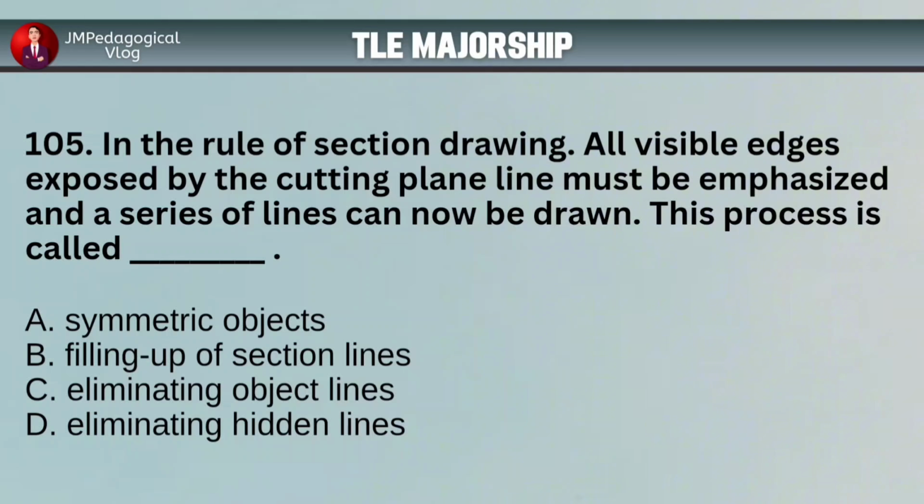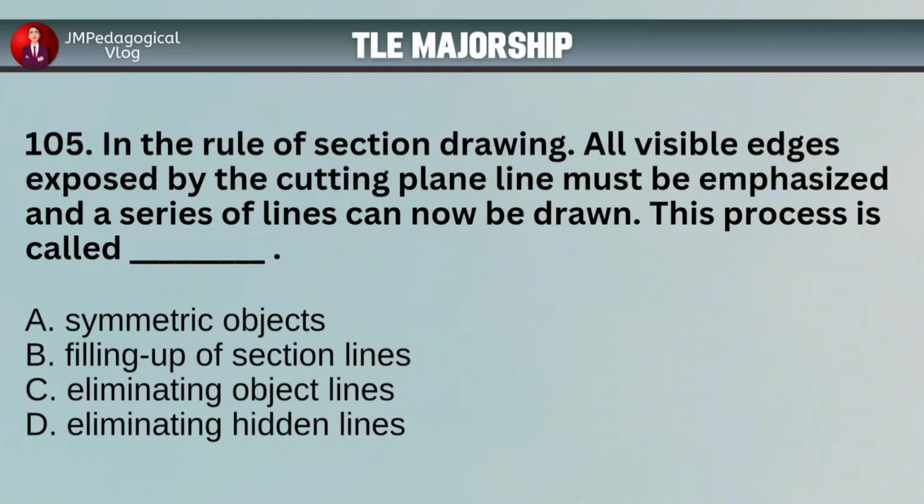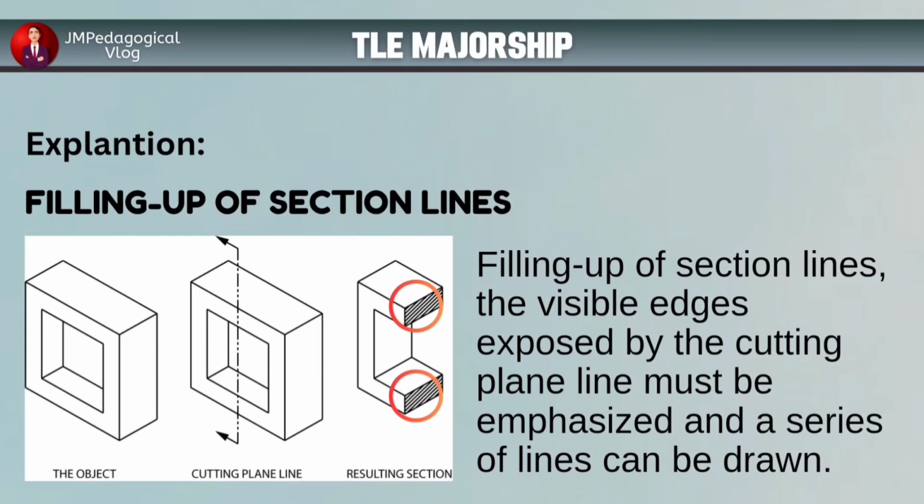105. In the rule of section drawing, all visible edges exposed by the cutting plane line must be emphasized and a series of lines can now be drawn. This process is called A. Symmetric objects, B. Filling up of section lines, C. Eliminating object lines, D. Eliminating hidden lines. B. Filling up of section lines. Explanation. Filling up of section lines. The visible edges exposed by the cutting plane line must be emphasized and a series of lines can be drawn.